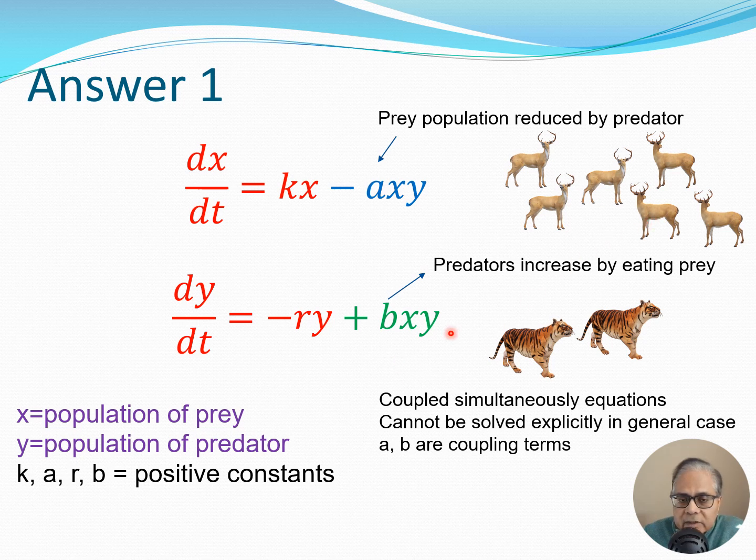Similarly, if we look at the plus bxy term here, the predators are going to keep on increasing because as they eat prey, they have more food in their system and therefore they will reproduce and their population will grow up. So these two terms actually ensure that the predator and prey population remain in some kind of equilibrium, and therefore what happens is that the growth of the prey is bounded and the growth of the predators, or the negative growth of the predators, is also kept under check.